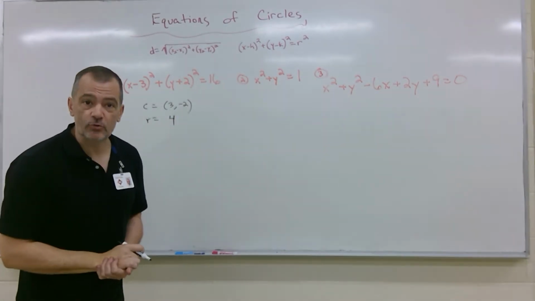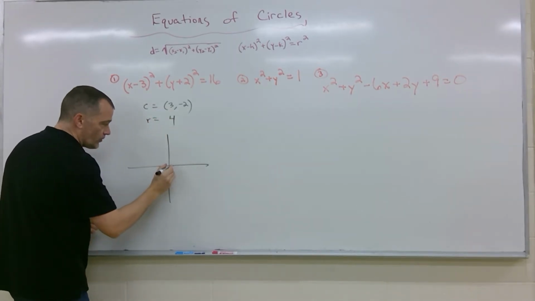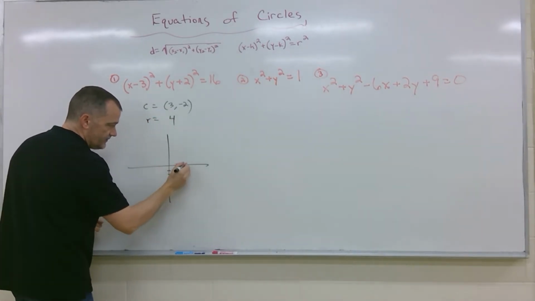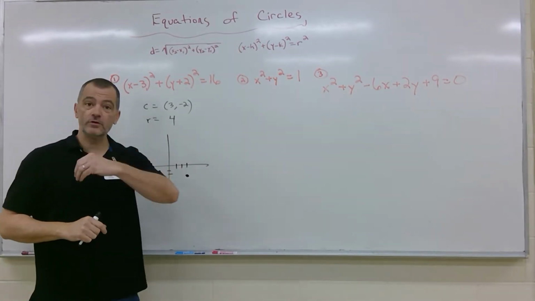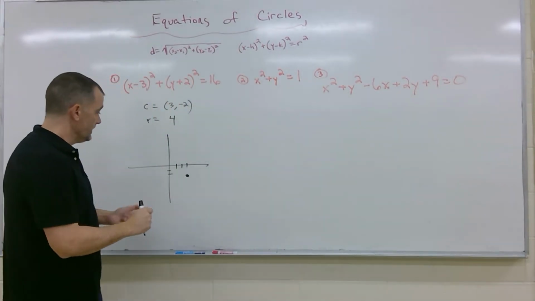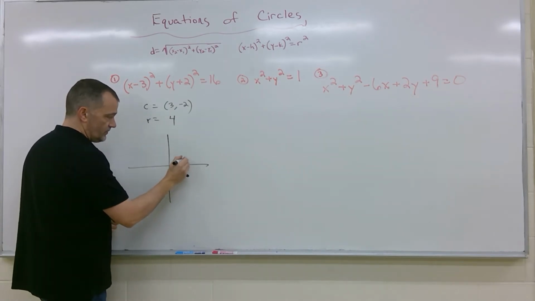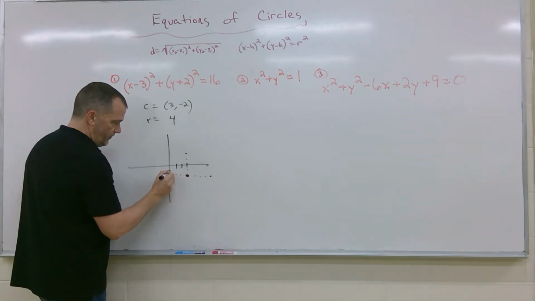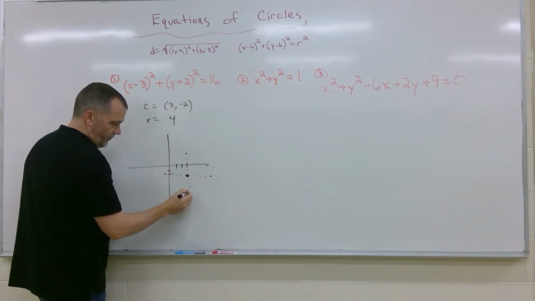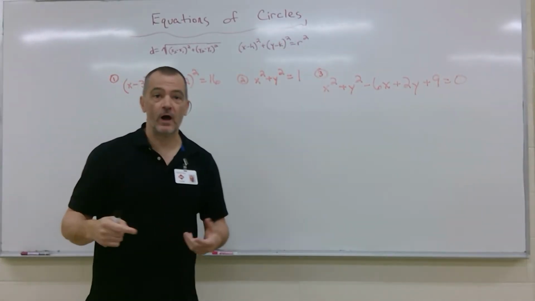So let's sketch out the graph of it very quickly. On the Cartesian coordinate plane, the ordered pair (3, −2) is right there. And then we're going to go 4 units away from it in every direction. So in other words, we're going to go up 4, 1, 2, 3, 4. We're going to go right 4. We're going to go left 4. We're going to go down 4. And everything in between. But it's easier to go up, left, right, and down.